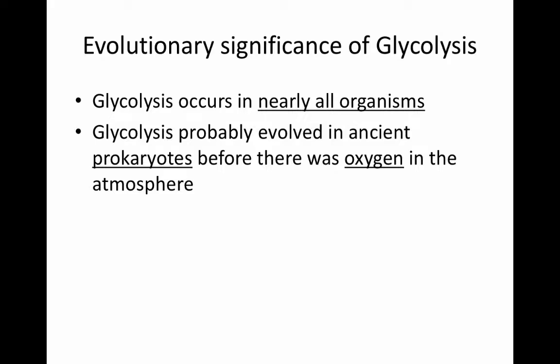Now, they believe glycolysis is so important because it can happen in almost every organism and it's identical, that it was probably involved in ancient prokaryotes before there was oxygen for them to get ATP. It makes sense because in the early universe, there was no oxygen present. So essentially, this gives us the idea that this is probably one of the original ways that cells made energy.